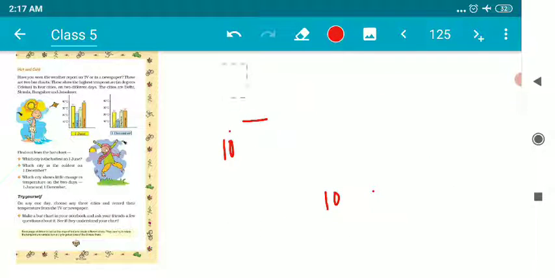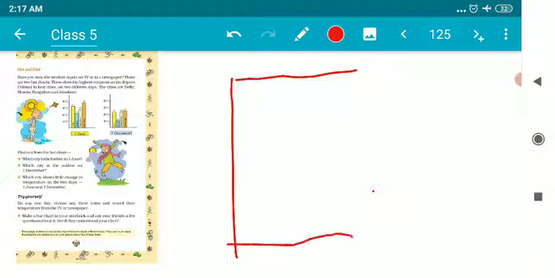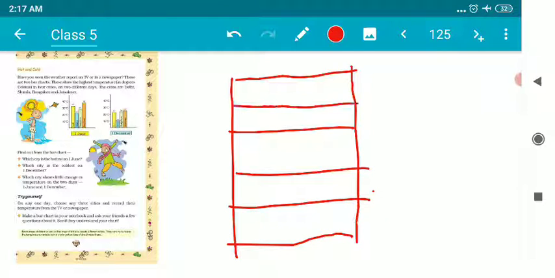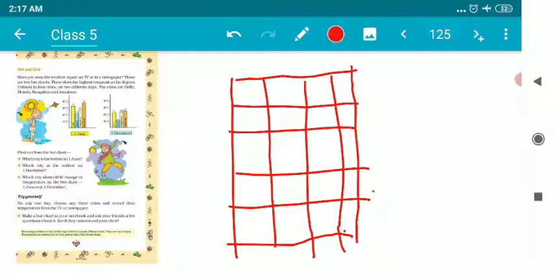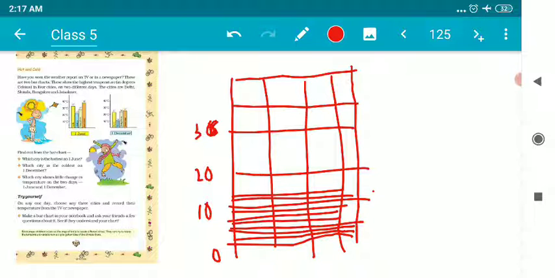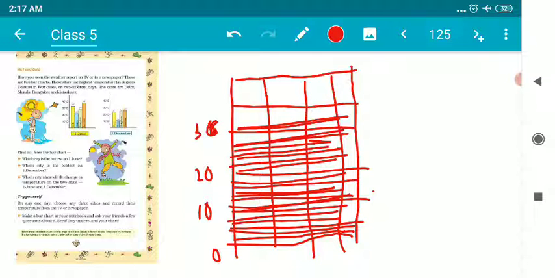So if I show you in this way, suppose this is the graph page, children. Okay, so here are the 10 small lines, this is 0, this is 10, this is 20, and this is 30. So children, if you look closely, you will understand. You can see there are small 10 lines taken out there. Okay, so here we can take accordingly.